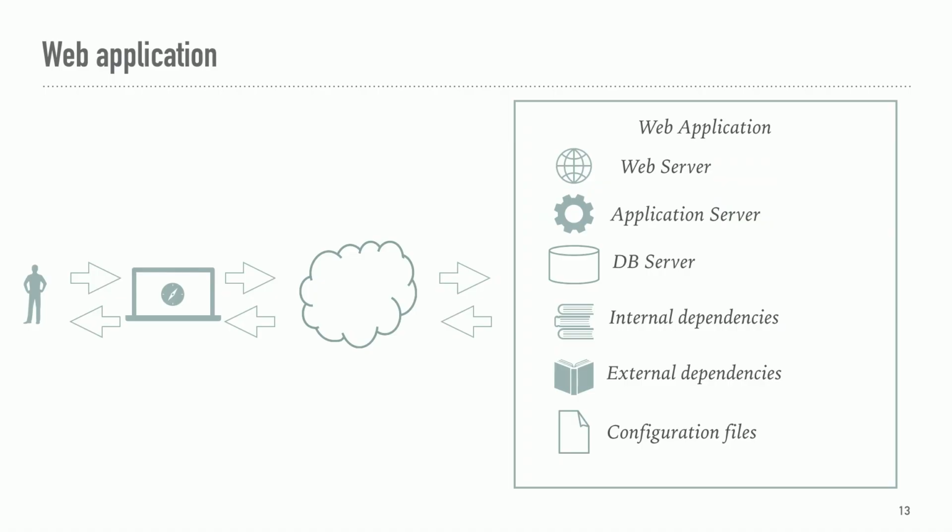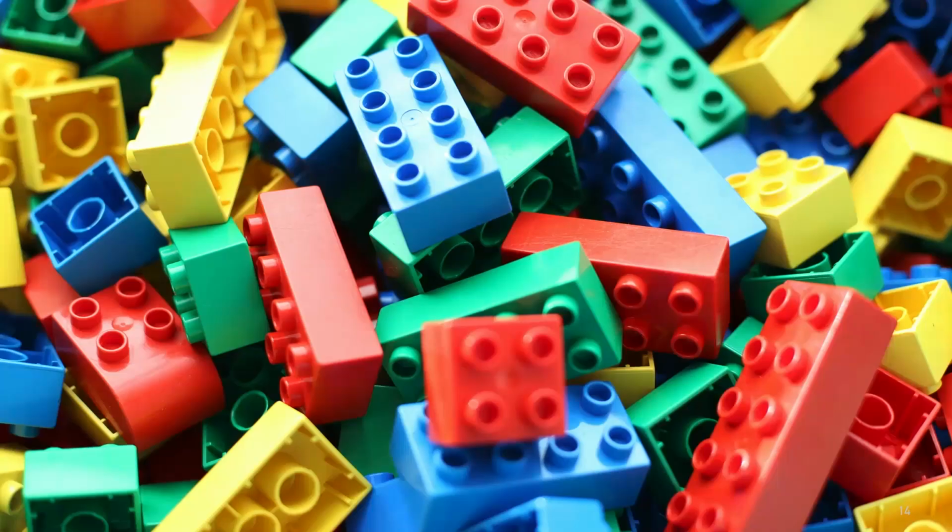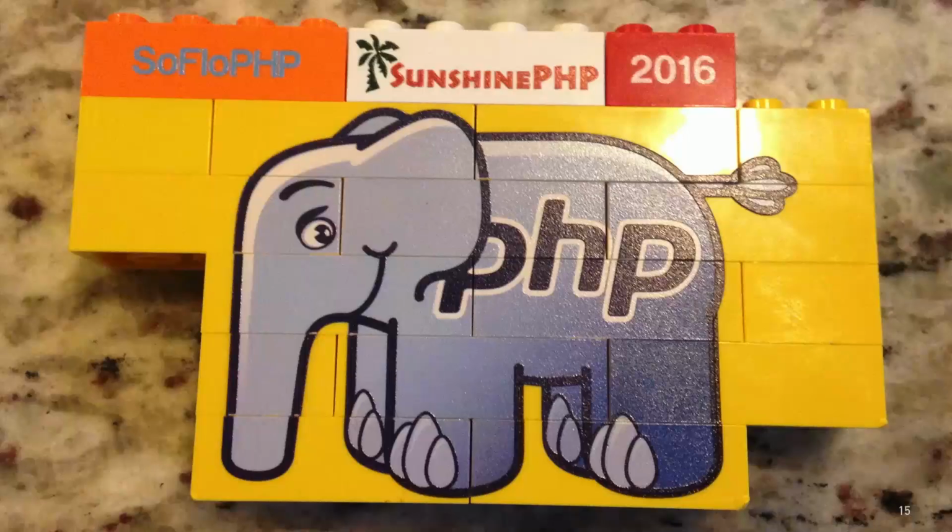Dependencies is another name for the libraries, the pieces of software that you need for your application to work. So you can have internal dependencies, external dependencies, and configuration files. Most of us are familiar with this. As I was saying, this is something that we can build using Lego blocks in order to build a system like this, right? You can have different pieces that are going to build a bigger system with a common purpose.